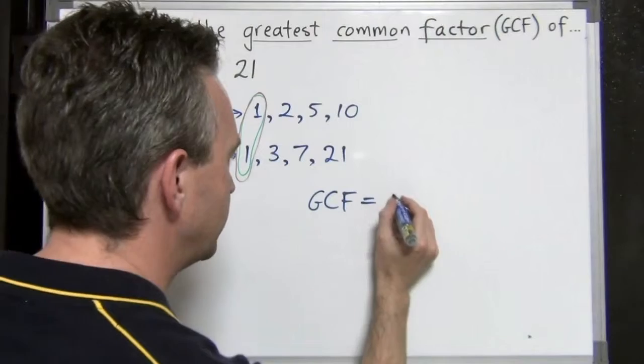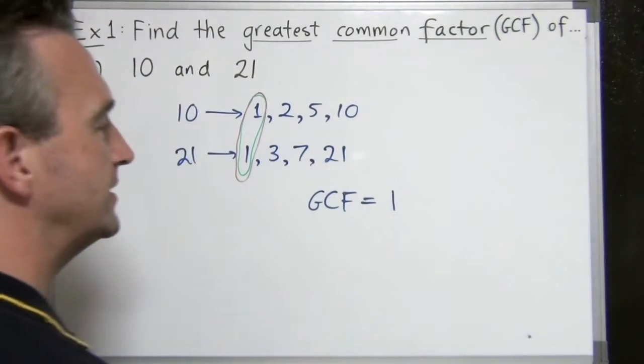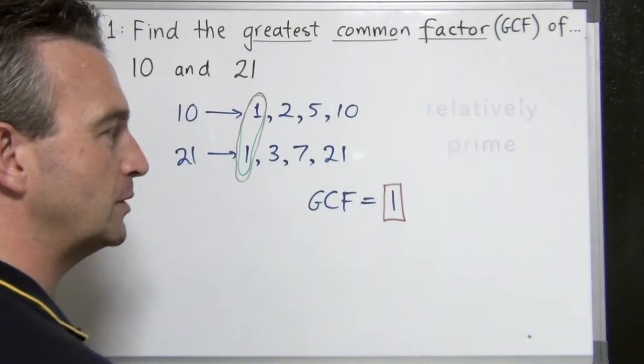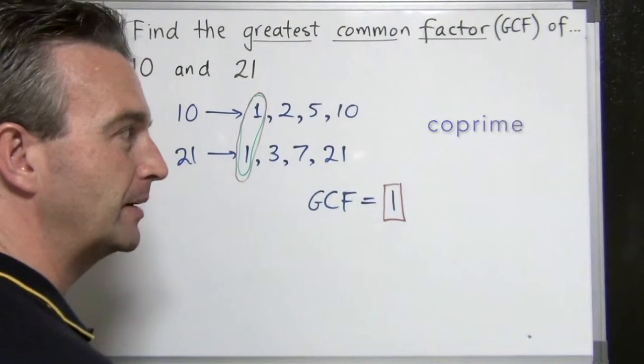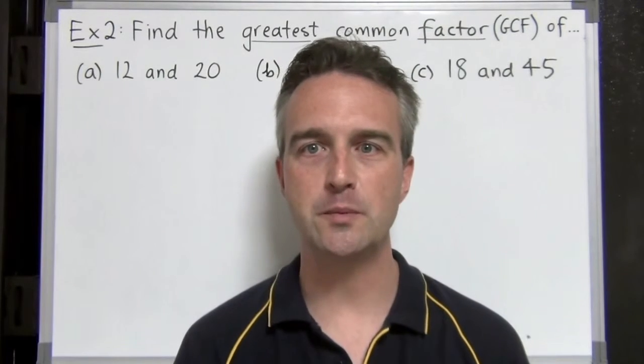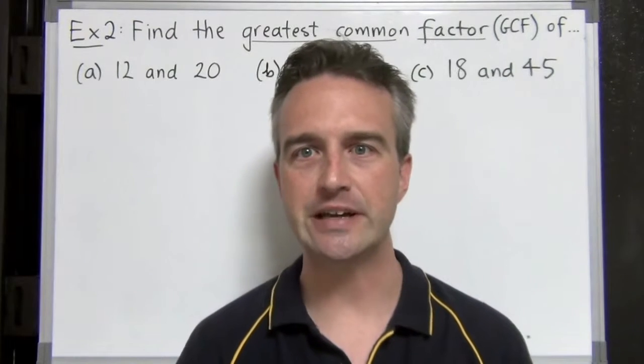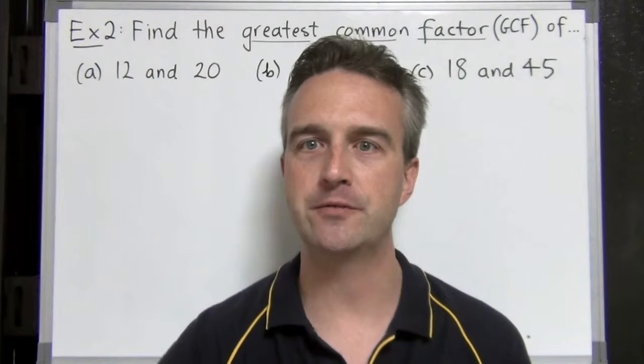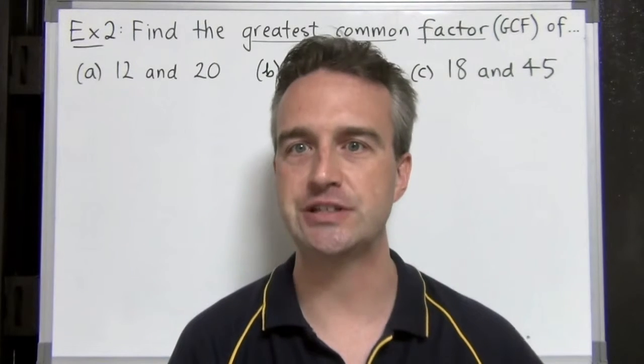And when the greatest common factor for two numbers is 1, we can say that the two numbers are mutually prime or relatively prime, and there's one more way to say it, they are co-prime. You could also find the greatest common factor if you've got 3 numbers. You just list out all the factors for the 3 numbers and then find the common factors. And the largest one is your GCF.